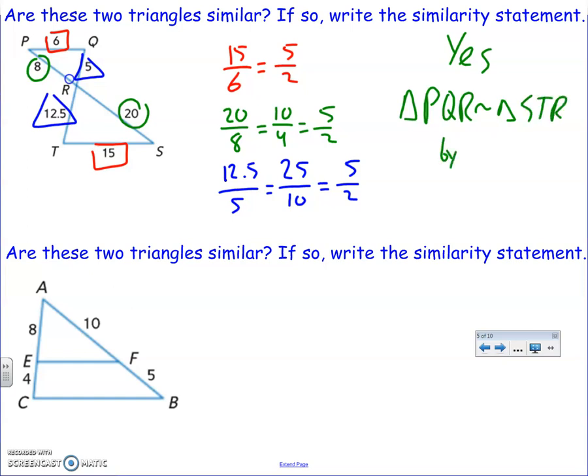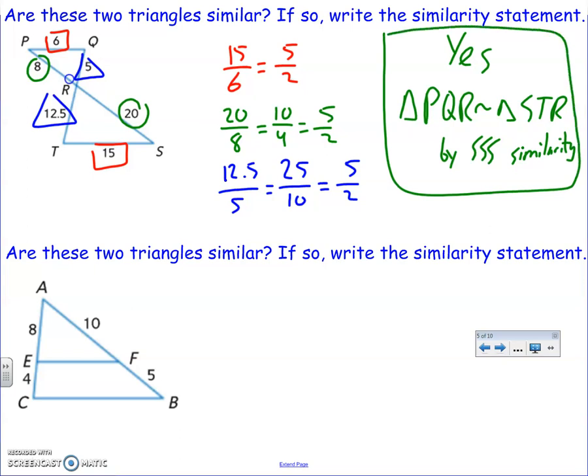This is by SSS similarity. We have 3 sides that are proportional, then yes, they're similar. Down here, are these two similar? This one, this is a special case. This is the SAS one.